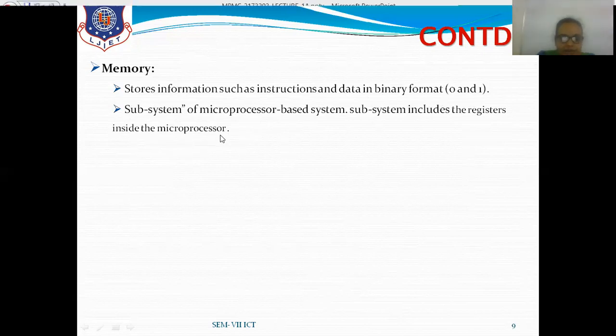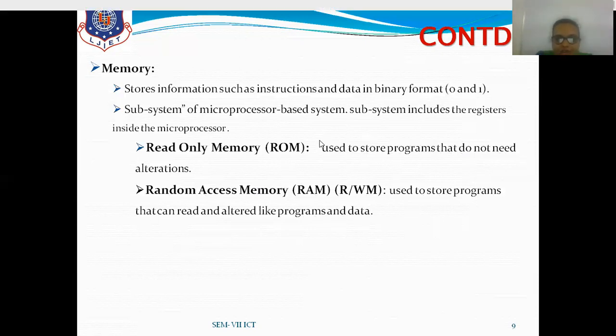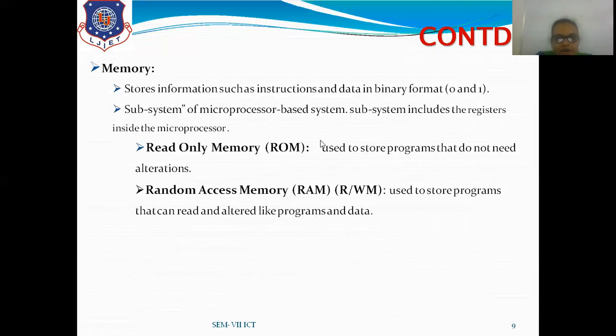Clear? And basically the memory is divided into two main parts: first, ROM, read-only memory, and second, random access memory, RAM, or read-write memory. ROM is used to store programs that need not any alterations. Clear? Whereas RAM can be used to store programs that can be read and altered, like programs and data. So the programs or data that we do not change frequently need to be stored in ROM. And the data and programs that we are changing frequently are to be stored in RAM.